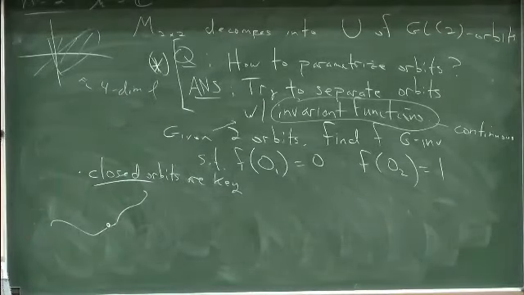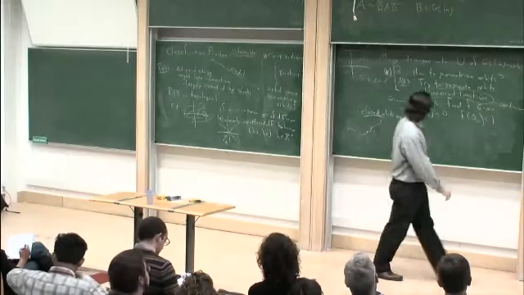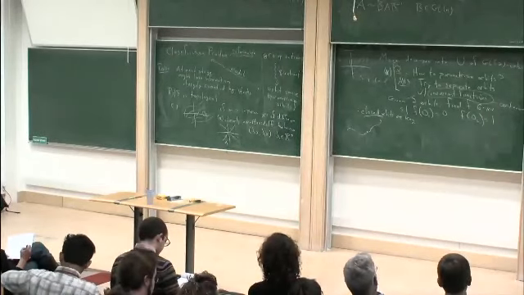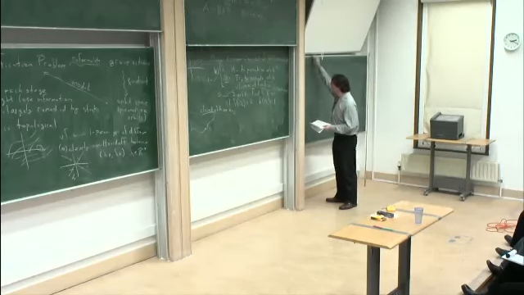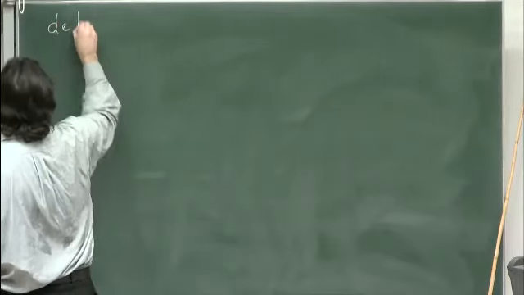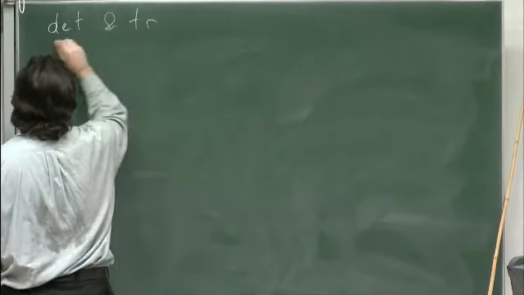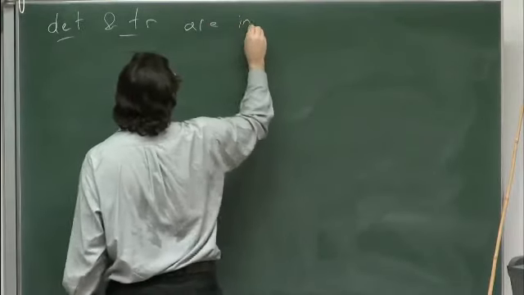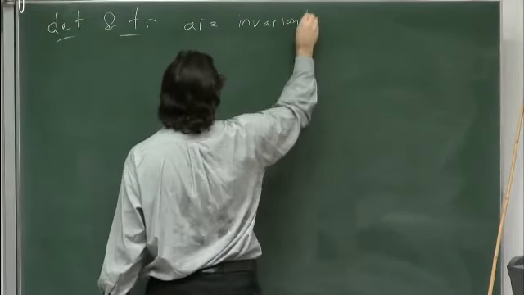So what can we do in this case? Well, in this case, we understand it very well. We know that determinant and trace are similarity invariant, so they're invariant functions. Let's try and use them to separate things.